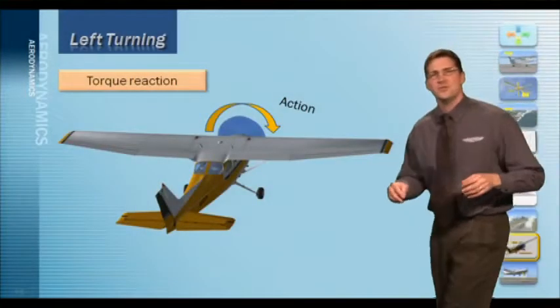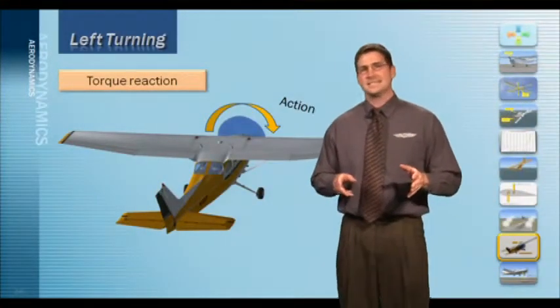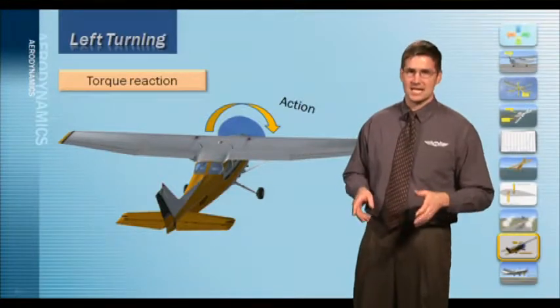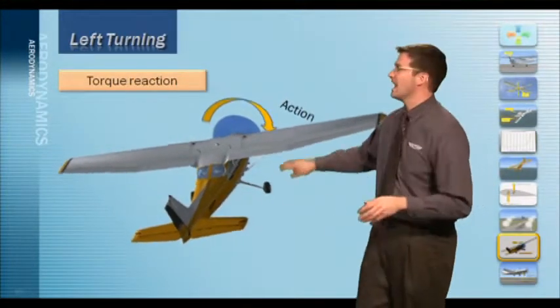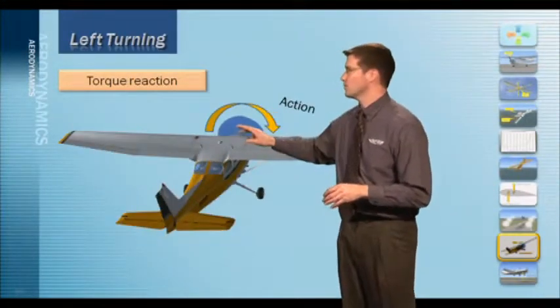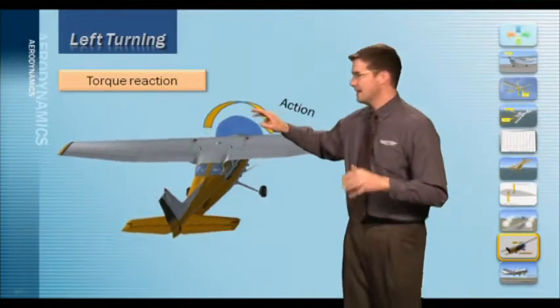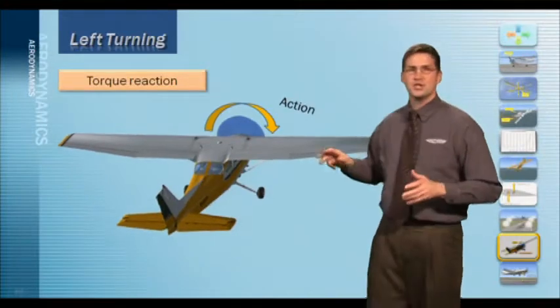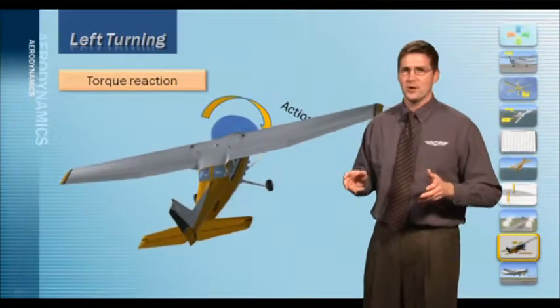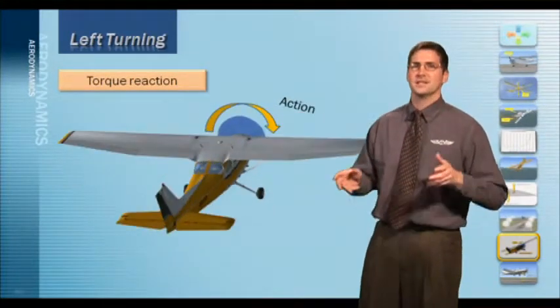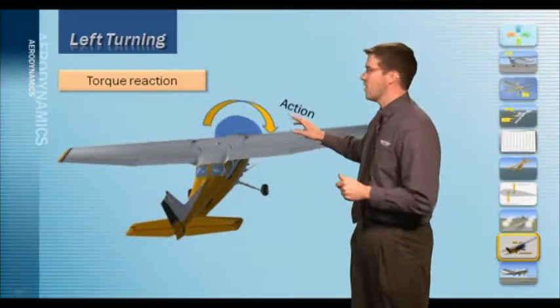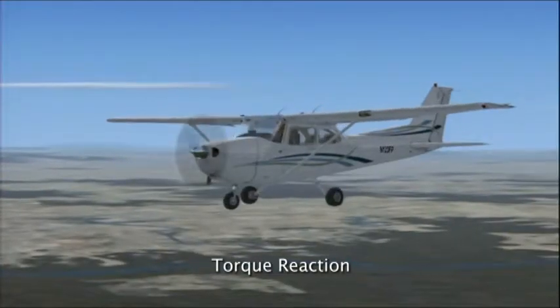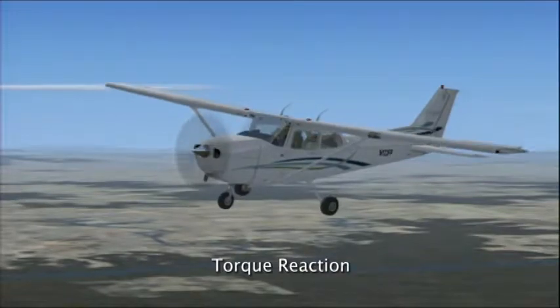Remember Sir Isaac Newton and his third law of motion? It states that for every action there's an equal and opposite reaction, and that helps us understand our next force we'll take a look at, called torque. In this case, the action is the propeller turning to the right, which generates an equal reaction, which is going to be the roll of the aircraft to the left. Now, these forces counteract each other, and the reactive force is called torque.